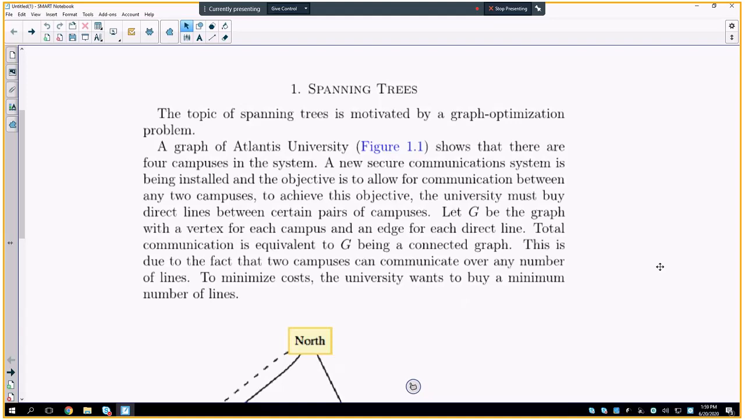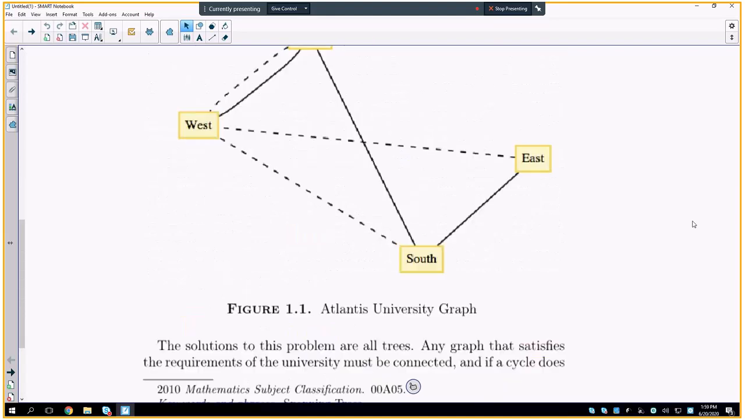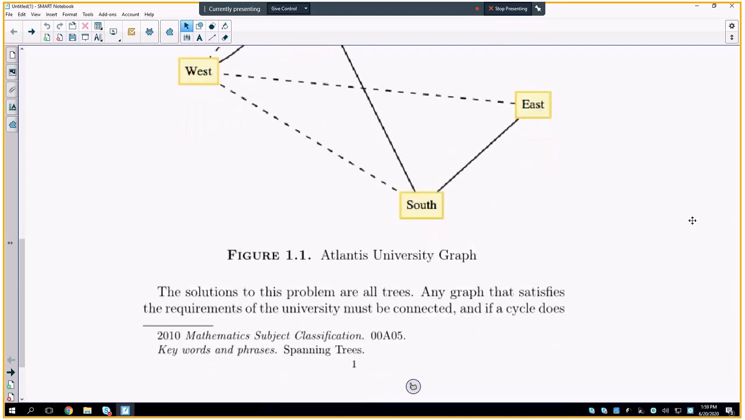Let G be the graph with a vertex for each campus and an edge for each direct line. Total communication is equivalent to G being a connected graph. This is due to the fact that two campuses can communicate over a number of lines. To minimize cost, the university wants to buy the minimum number of lines. The solutions to this problem are all trees.